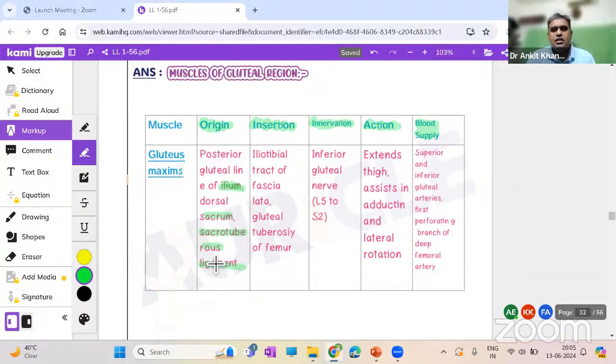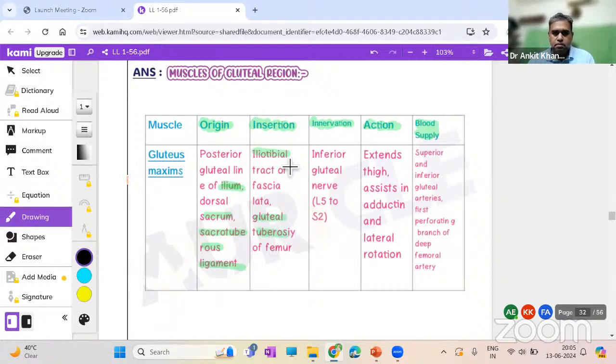Where does it insert? In the previous session about the deep fascia, we discussed the iliotibial tract, the modification of deep fascia. We discussed that it also helps in the insertion of the majority of the gluteus maximus. So you can see over here that the insertion goes to the iliotibial tract and also to the gluteal tuberosity. Do remember, the maximum part, 3/4 of the muscle, goes into the iliotibial tract, and the remaining 1/4 goes into the greater gluteal tuberosity.